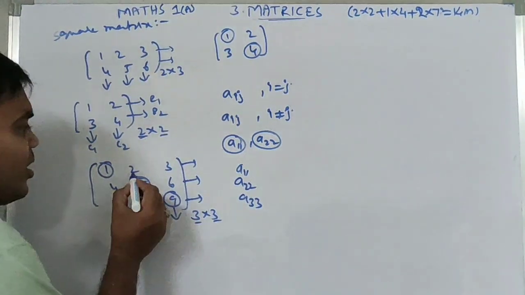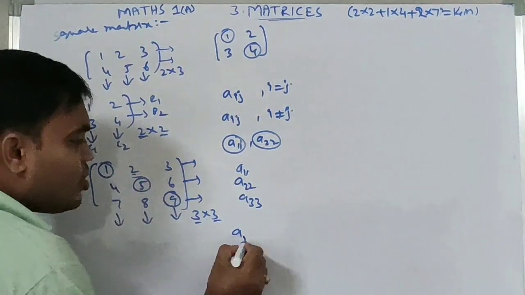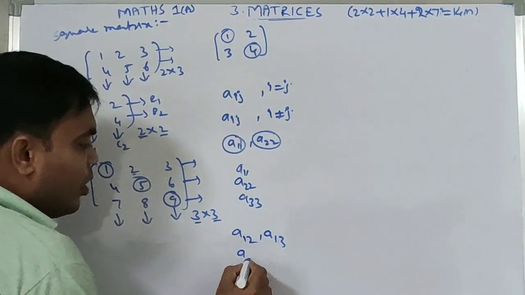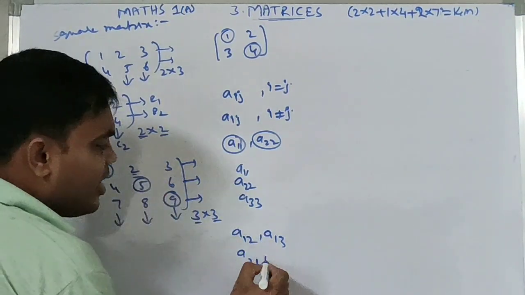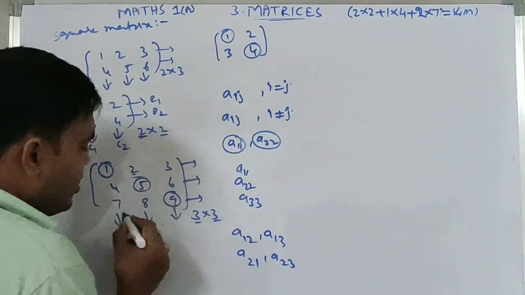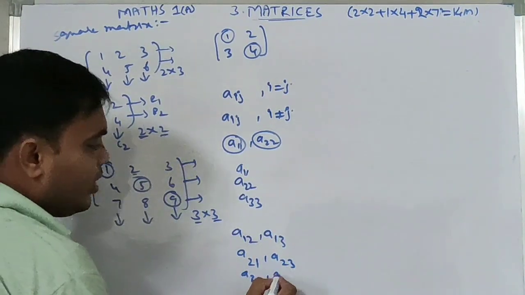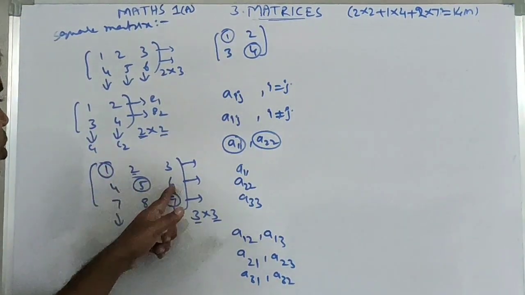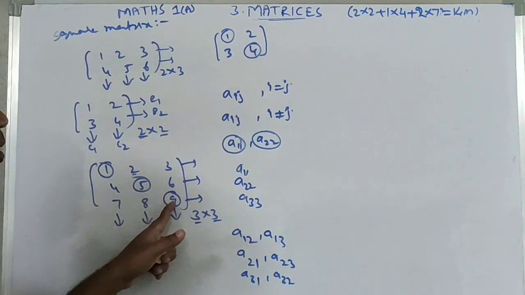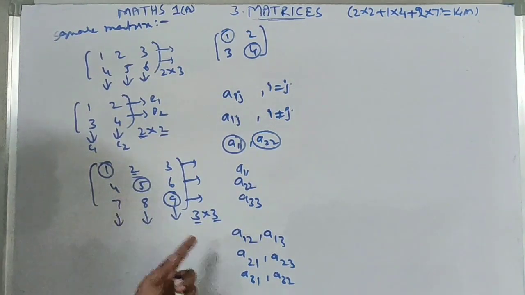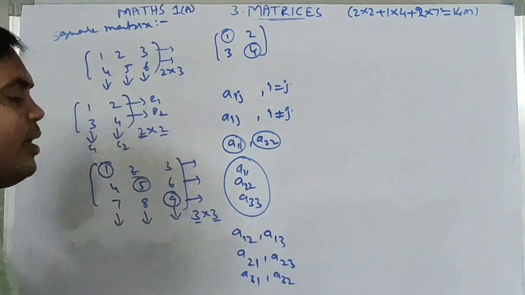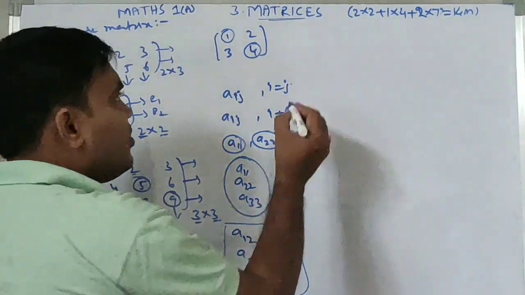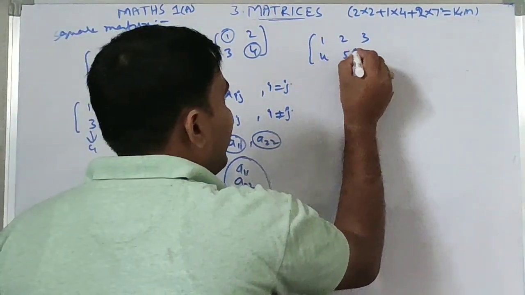The remaining: this is A12, first row, second element. This is A13. This is A21, second row, first element. This is A23, second row, third element. A31, A32. So in this row A11, in this row, second element A22, third row, third element A33. So these are the diagonal elements. The remaining 6 elements are called non-diagonal elements. So I am taking 1, 2, 3, 4, 5, 6.